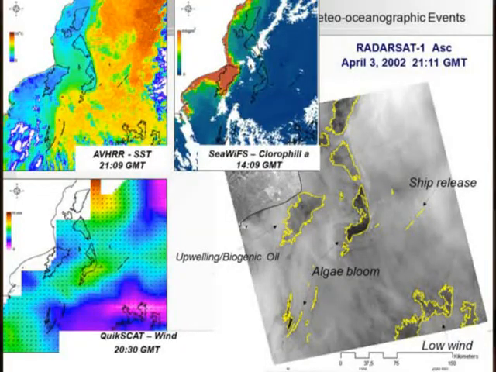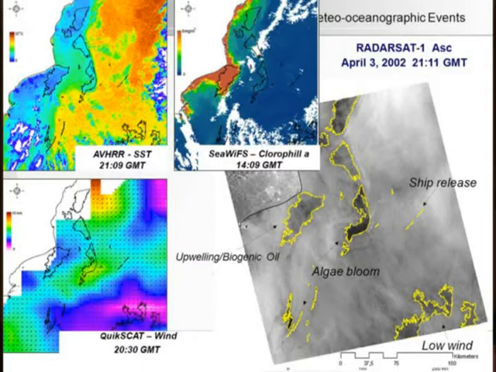So here is an example of the data set we use. Here is a RadarSat-1 image acquired in April 2002. And here is the coastline. You can see lots of the dark spots. And using the ancillary data, here we have chlorophyll A data. Here it's surface temperature. Here the wind field. It will help us to identify all these features.